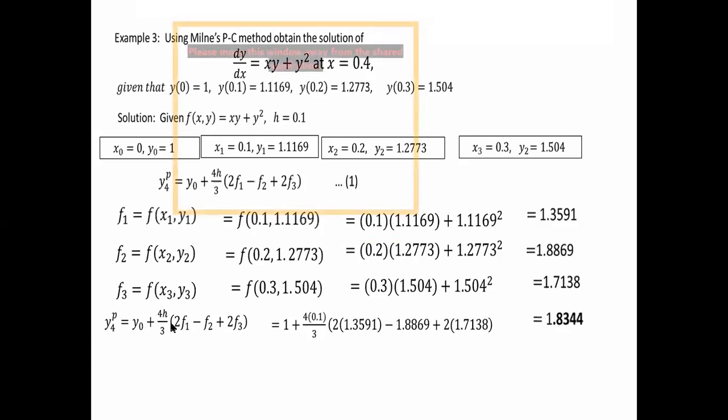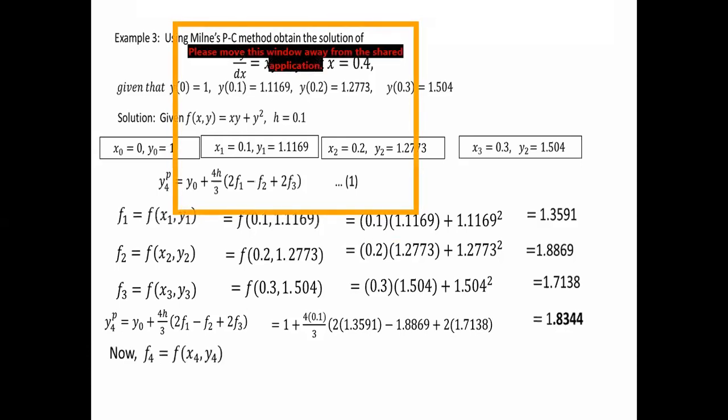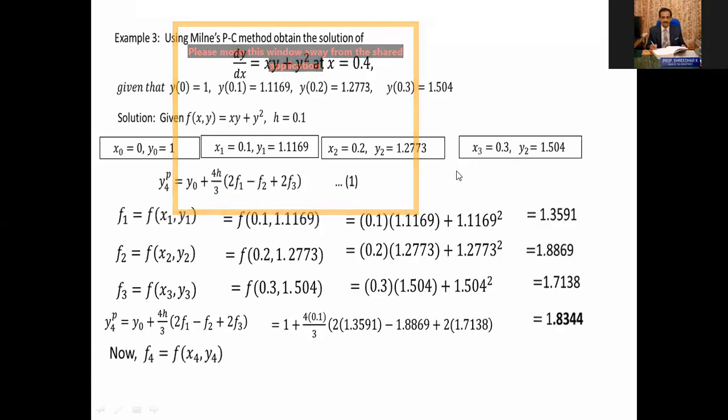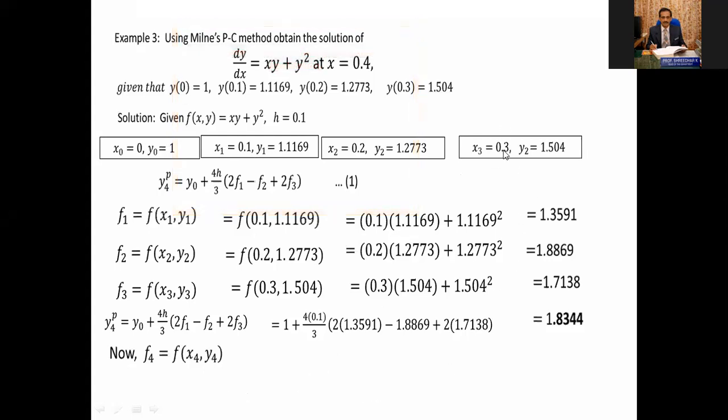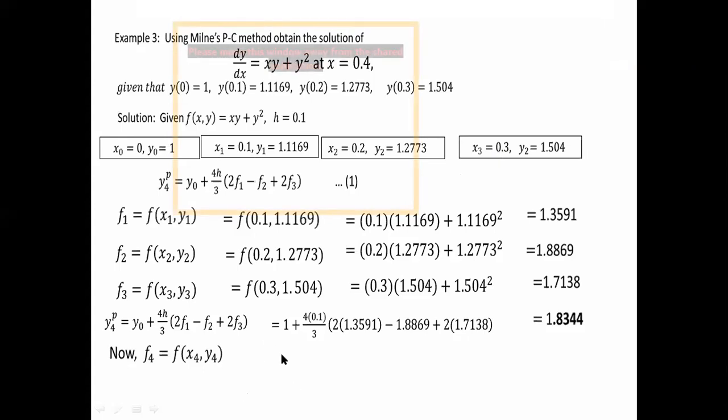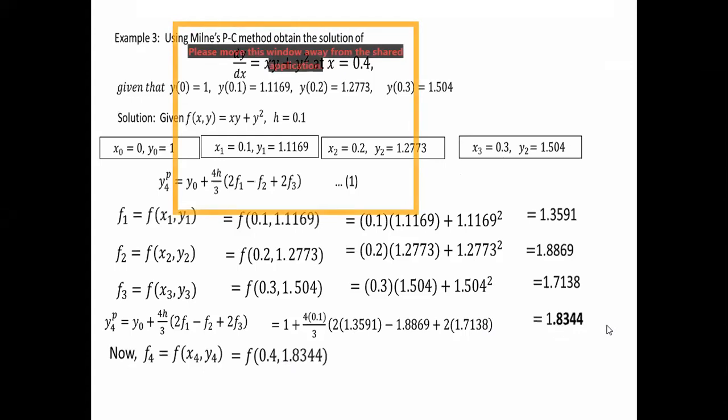obtained by using the predictor formula, Milne's predictor formula. Now you have to correct it. Before correcting, you have to get the value of f suffix 4. How to get f suffix 4? That is f of x4 comma y4. What is x suffix 4? It is obtained by adding h to x3. x3 is equal to 0.3. Add h to this. h means here 0.1. If I add it, it gives 0.3 plus 0.1, it's 0.4. So it is 0.4 and y4 is 1.8344.